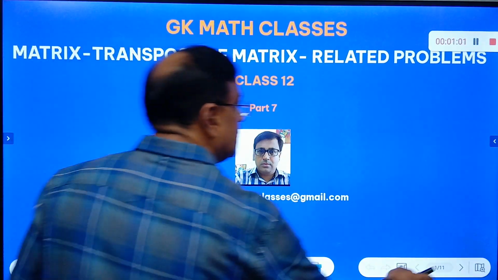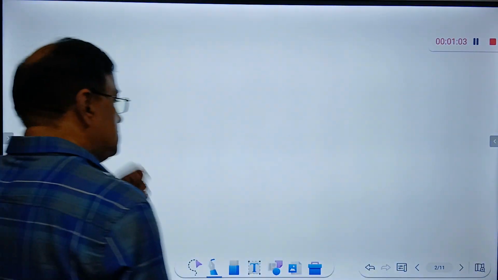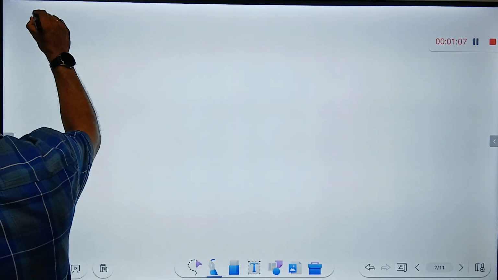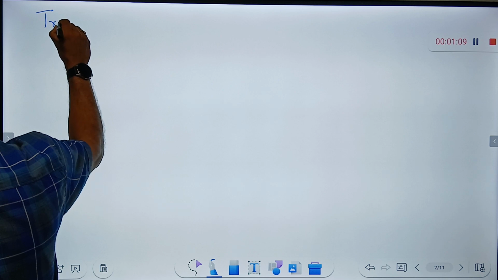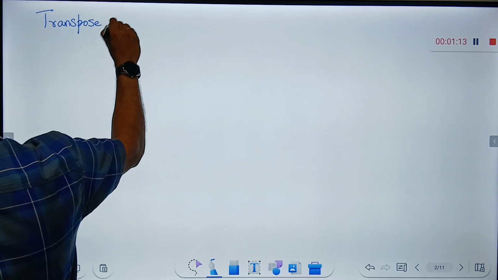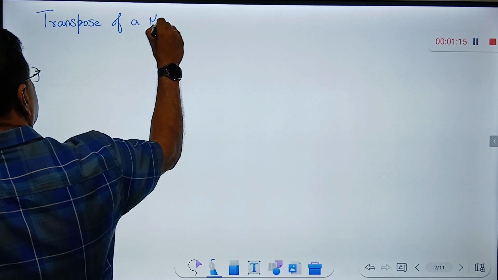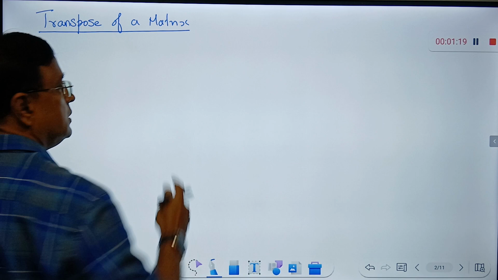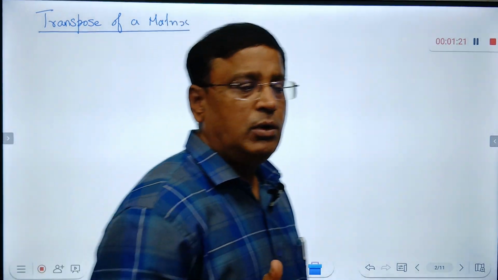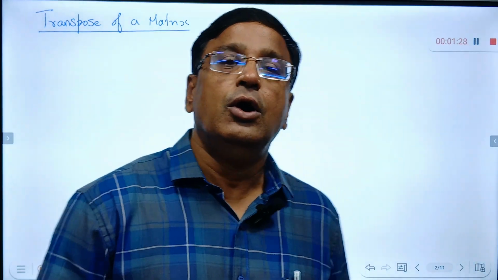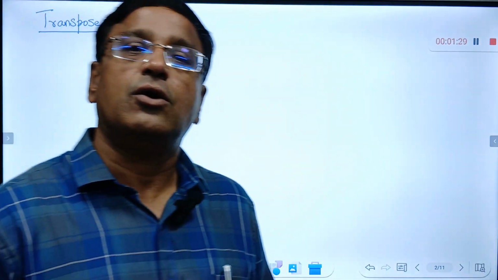Now let's see, what is transpose of a matrix? Transpose of a matrix is nothing but an operation. You don't do addition, you don't do subtraction, you don't do multiplication. But what exactly do you do? You interchange rows and columns.